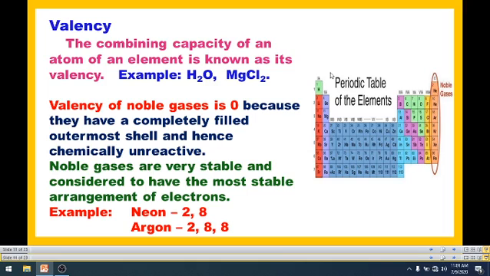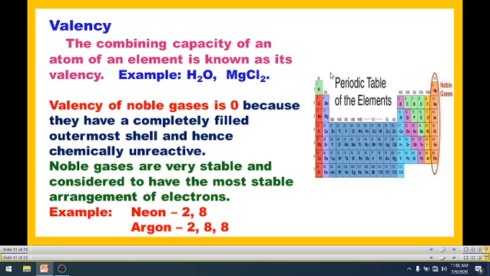Okay. So now we want to know what valency is. Valency is nothing but the combining capacity of an atom of an element. So that is its valency. For example, water. Here oxygen combines with 2 atoms of hydrogen. So oxygen holds 2 hydrogen atoms. Therefore, the combining capacity of oxygen is 2. That means the valency of oxygen is 2.